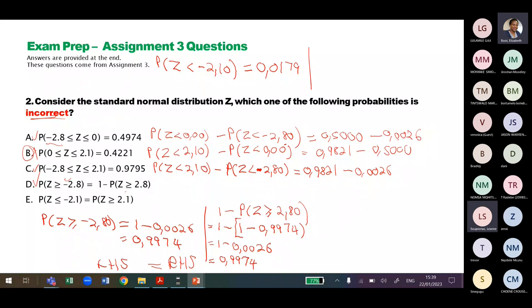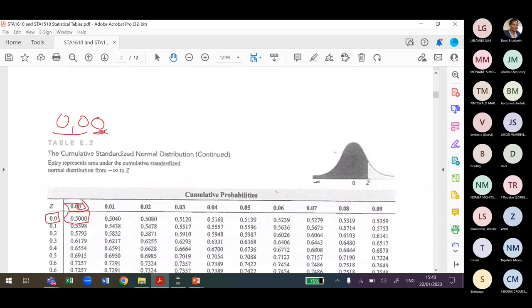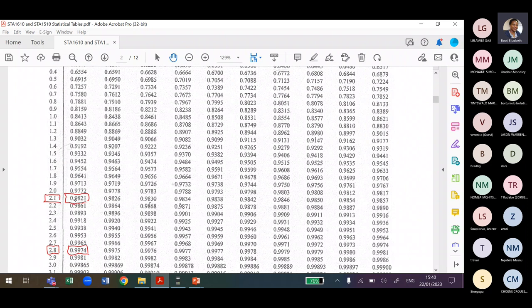Let's check the right-hand side. The right-hand side says we need to find the probability that Z is greater than or equal to 2.10. It's on the positive side, but it says greater than. So we need to find 1 minus the value we find on the table. So let's go to the table and look for 2.10. We've been finding it. We know what that is. It's 0.9821. Remember? We did find it.